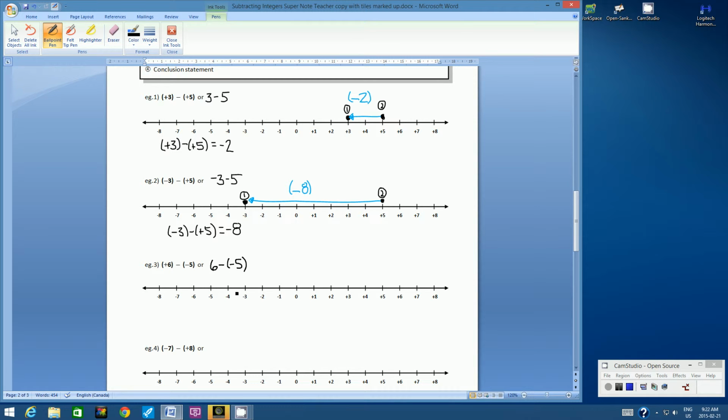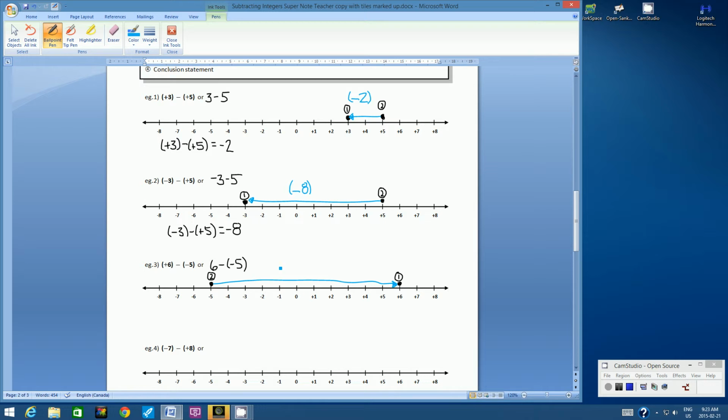Okay, so let's start with the number line. Mark the position of the first integer. The first integer is positive 6. Put a 1 above positive 6. Second integer is negative 5. So mark it with a big circle and put a 2 above it. Okay? Always draw an arrow from the second integer to the first integer. So there we go.